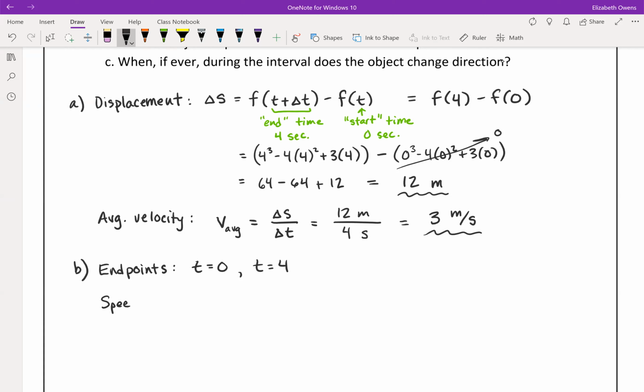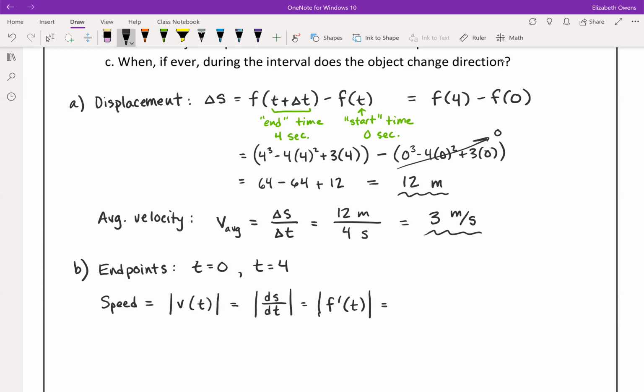Okay, so speed, if you'll recall, is just the absolute value of velocity. It's velocity without the direction component. So speed is going to be absolute value of v of t, okay? Which v of t, again, that's instantaneous velocity that we're looking at there. So that is the derivative of position, ds dt, or f prime of t, if you'd like to look at it that way.